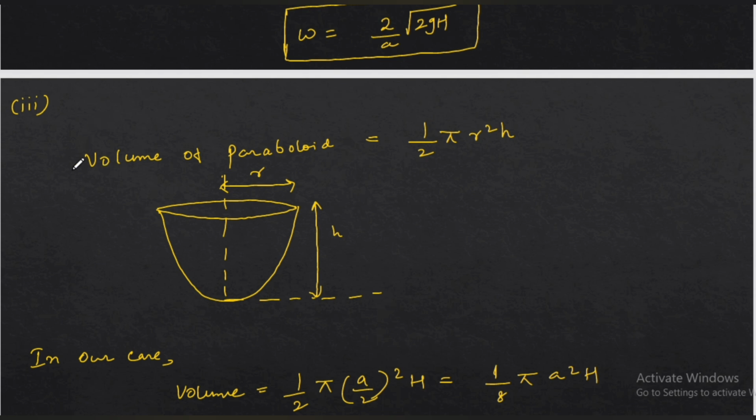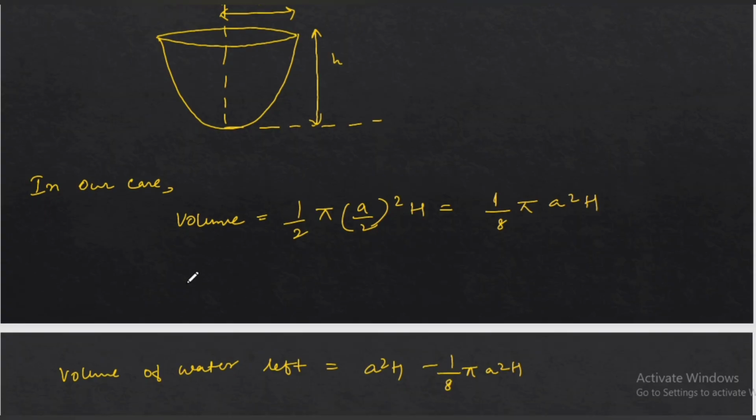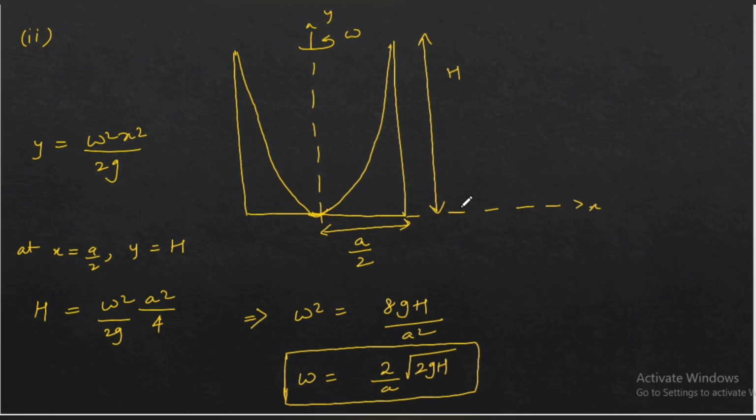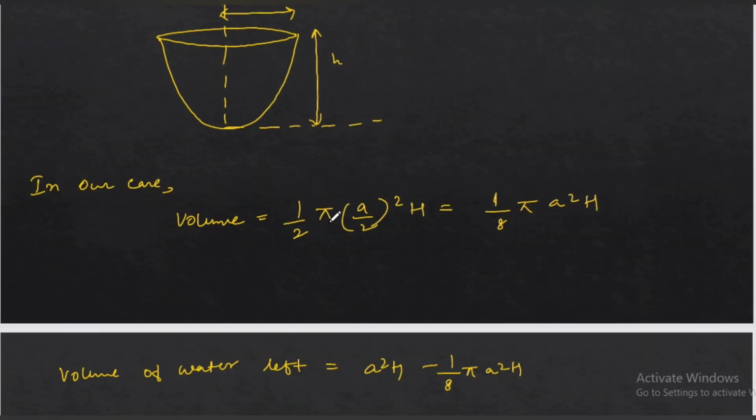First of all, we have to see the volume of the paraboloid. Let's assume this is a paraboloid, and this is R, and this is H. The volume of this paraboloid is given by half pi r square h. In our case, the radius is a by 2 and the height is h. Putting in the values, half pi a by 2 whole square h, this comes out to be 1 by 8 pi a square h.